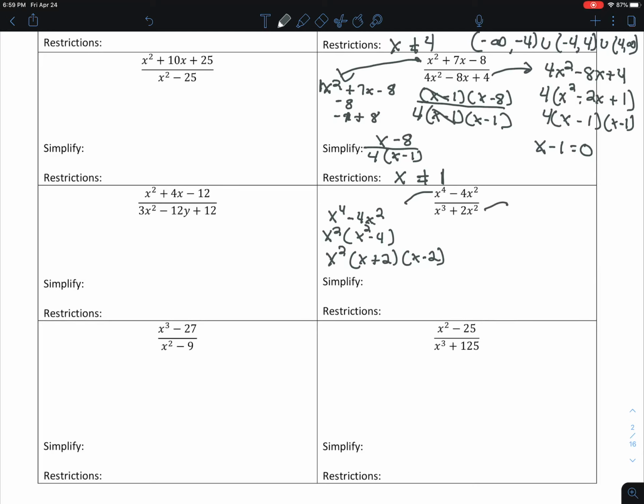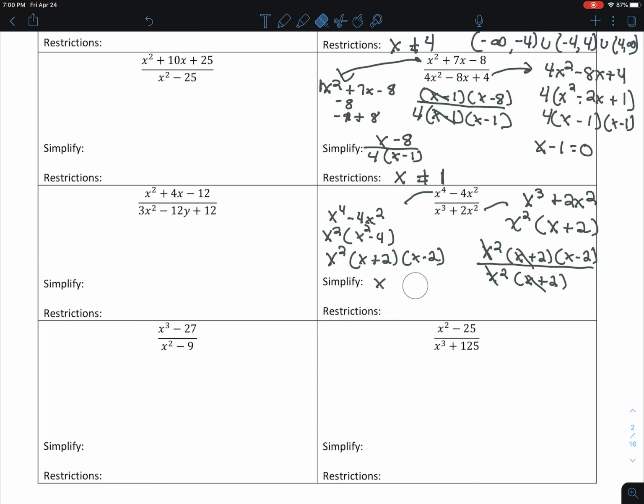If I bring this one over here, I get x cubed plus 2x squared. So I factor out x squared. It has the greatest common factor, and I'm left with x plus 2. And that doesn't factor again. So let's put it all together. We get x squared, x plus 2, x minus 2, over x squared, x plus 2. And what cancels there? Well, the x squared cancels, the x plus 2 cancel, and so I'm left with x minus 2.